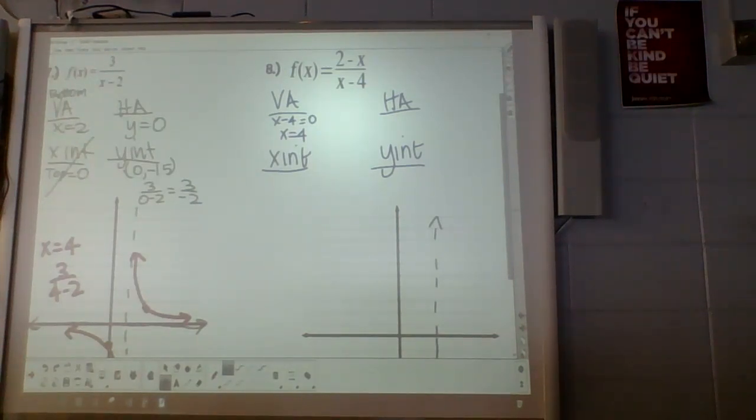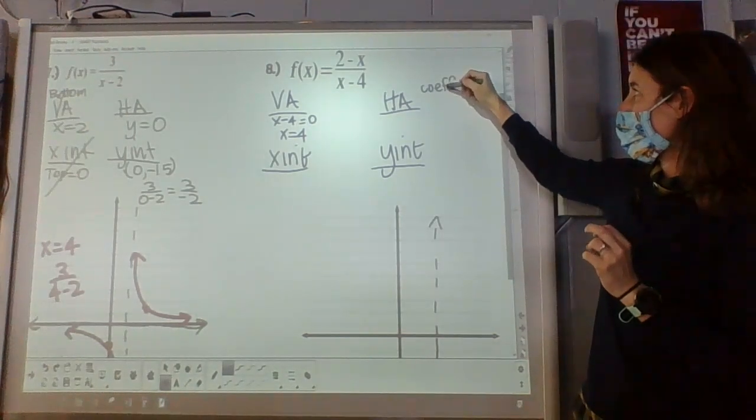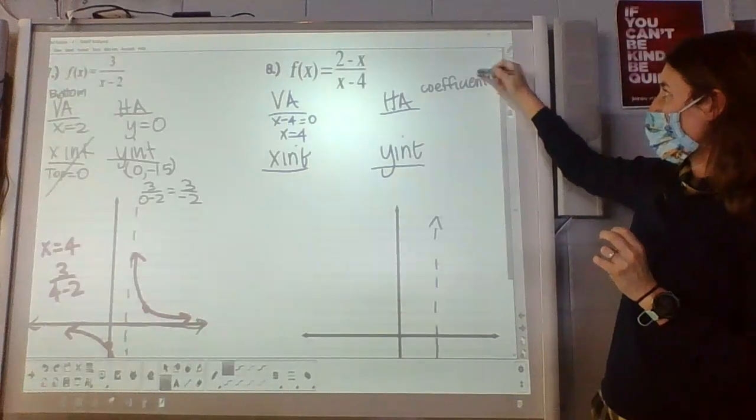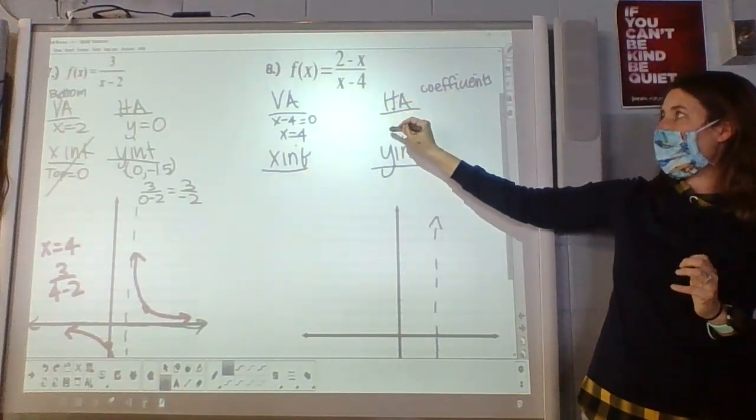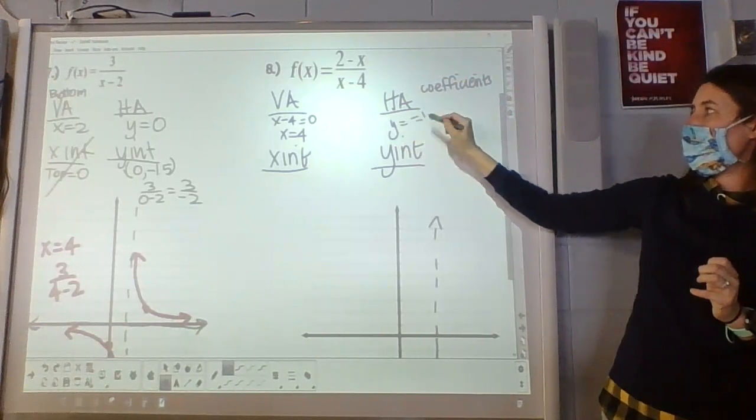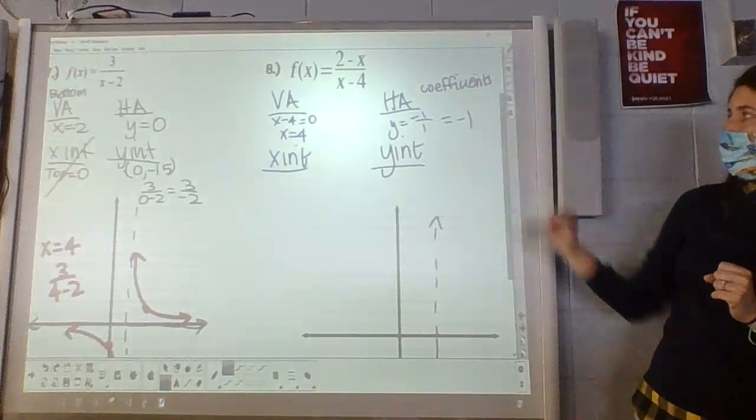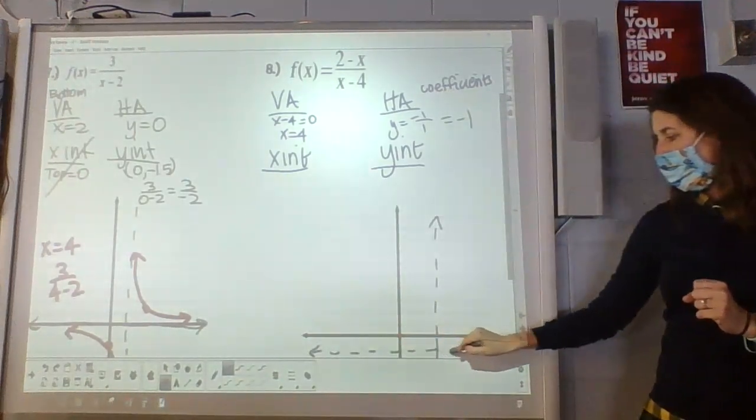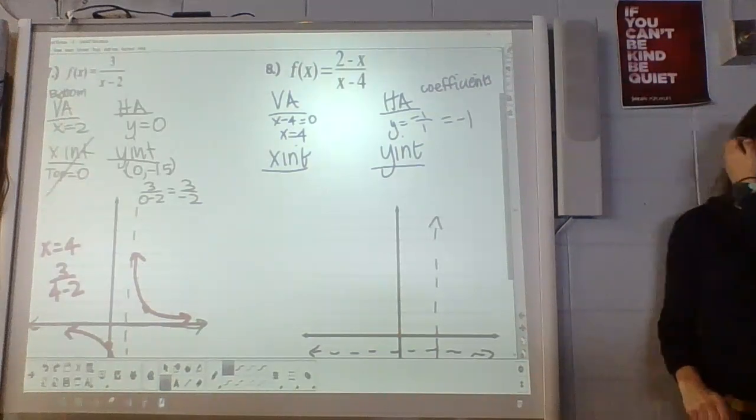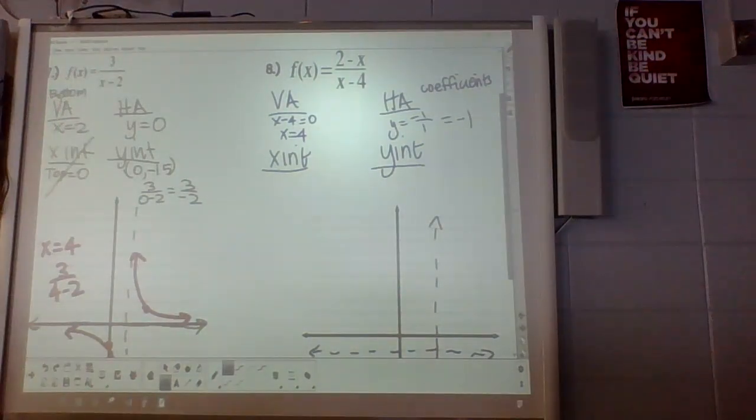So pick something for me to test. 4. So that's on this side. So x is 4, we're going to test. And we have to put it back in the original problem. So 3 over 4 minus 2. So 3 over 2, so that's 1.5. So at 4, we're at 1.5. So we're right here. So that means my graph is going to look like that. Perfect. Okay? And again, that's as detailed as we need it to be.